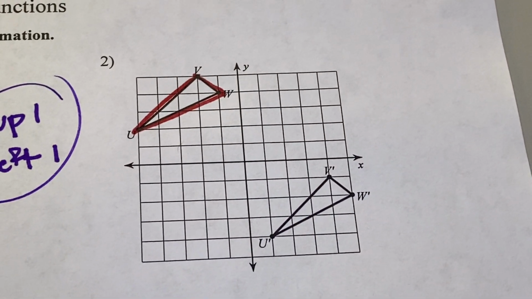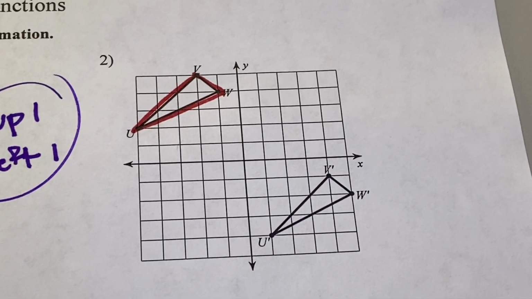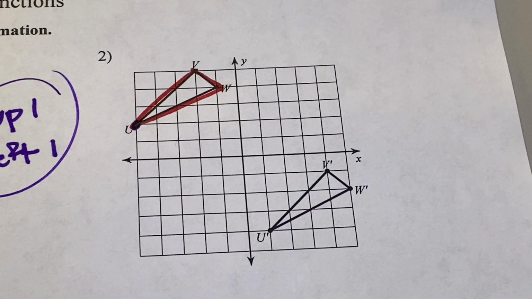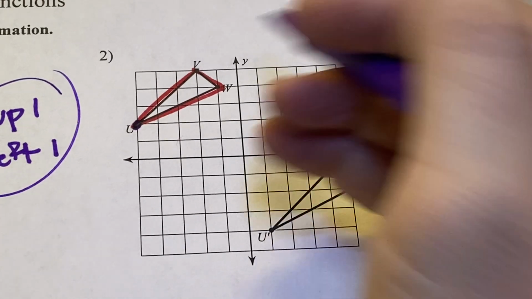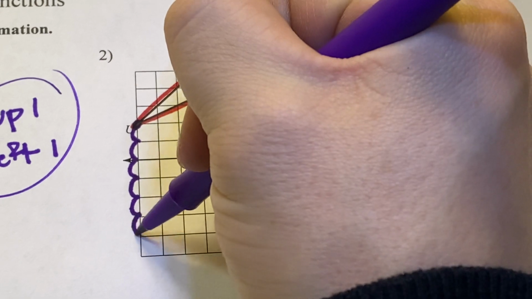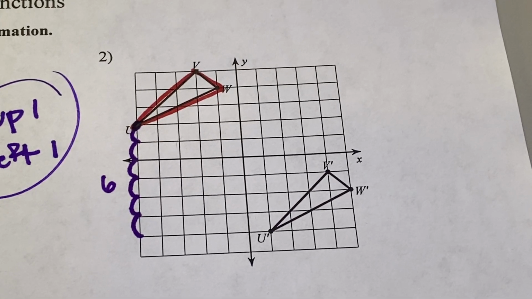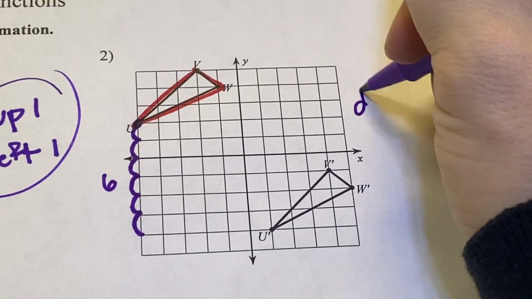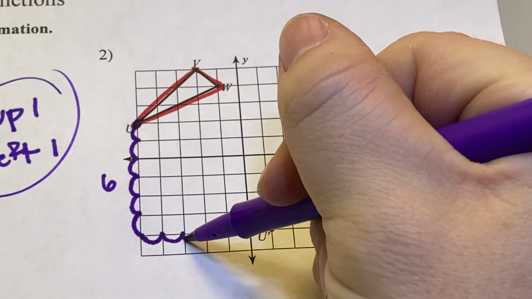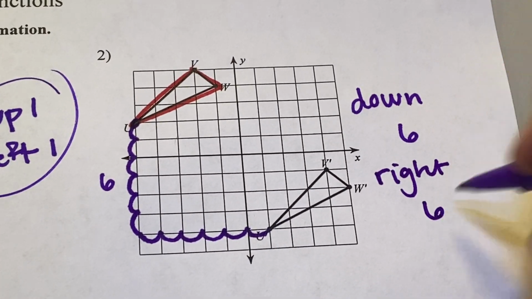So which point do you want to focus on? We just need to focus on one. You? Sure. Let's focus on U. Okay, so let's just count to our next point. From U to U apostrophe, I need to go down 1, 2, 3, 4, 5, 6. Okay, I'm about to move you guys. Thank you. So we went down 6. And then we need to go to the right 1, 2, 3, 4, 5, 6. We went down 6 and to the right 6.